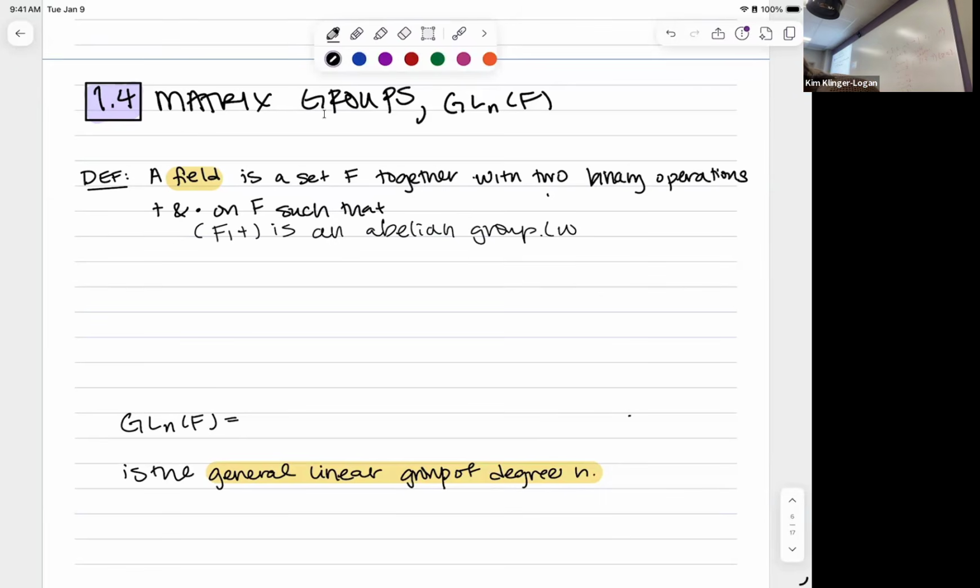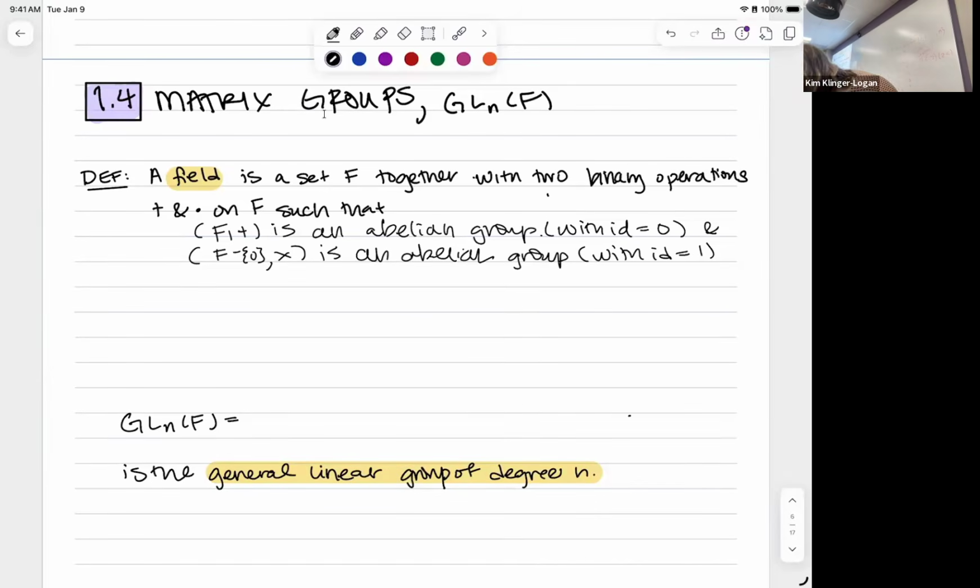And usually we call the identity 0. And I also want F and times to be an abelian group, but I have to be careful because 0 is always a problem when I'm making a group under multiplication, right? Because it doesn't have an inverse. So I'm going to remove 0, and then I'm going to say that thing is also an abelian group, with a different identity, which of course we're just going to call 1.